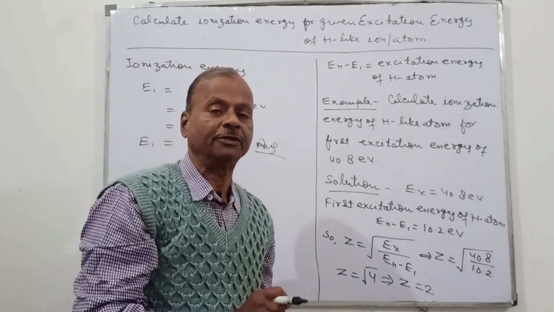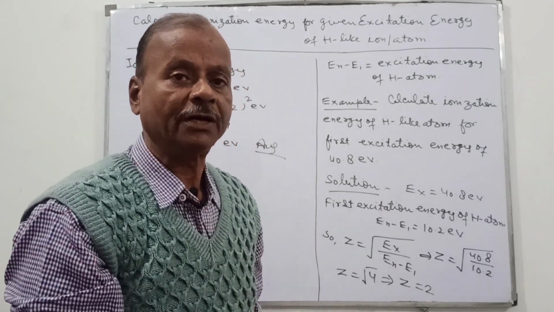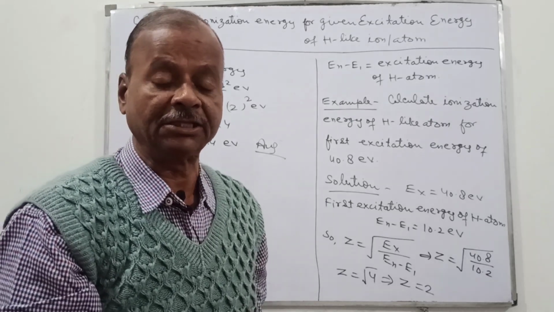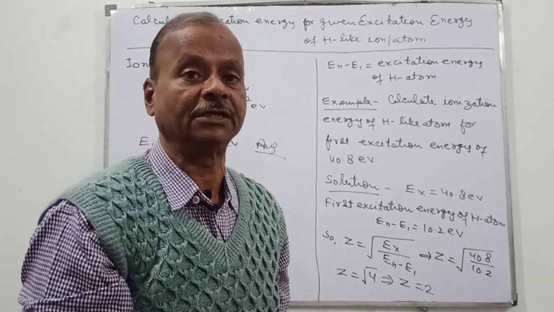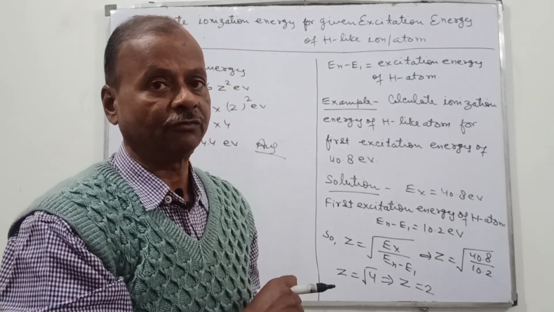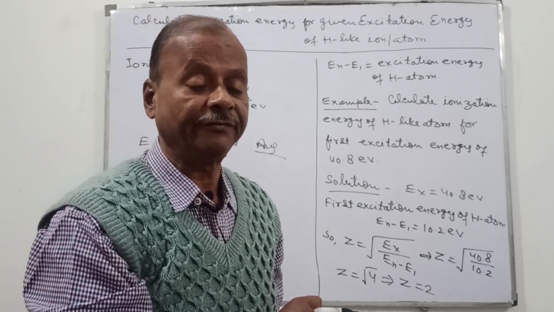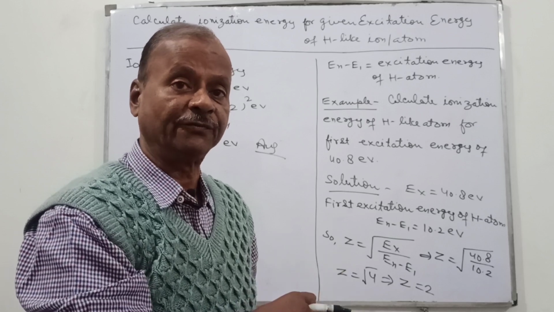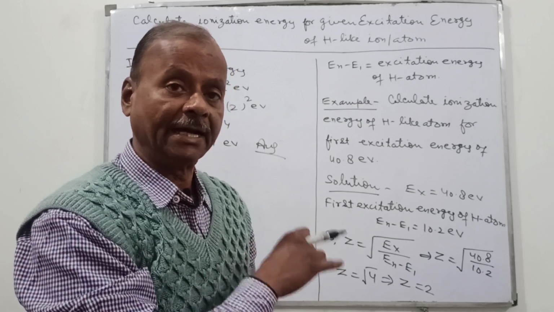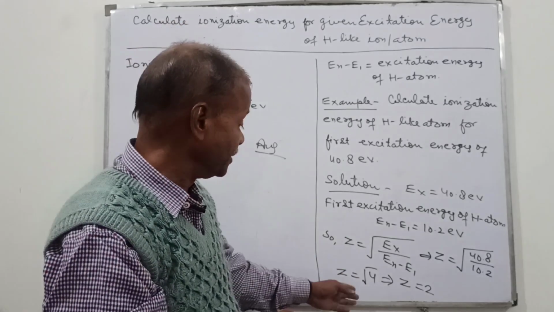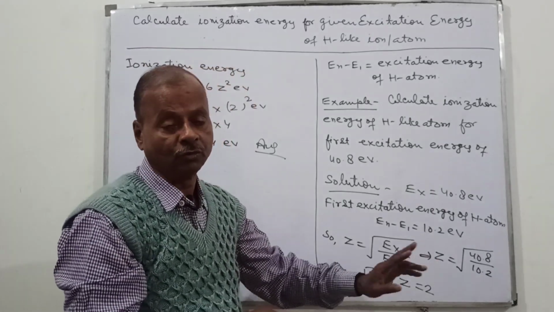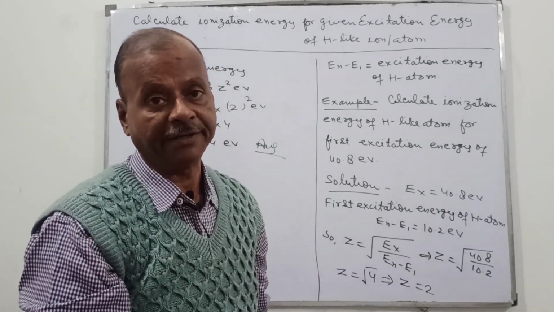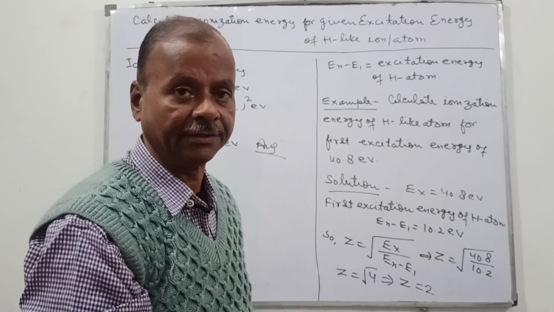So for any given question, if you are given the excitation energy, then for the same atom you have to find the ionization energy. This is what to understand. Moreover, this can also be seen: what is the name of the element for which we are finding the ionization energy. Then you can see that this Z is coming out to 2. So this is for helium ion.